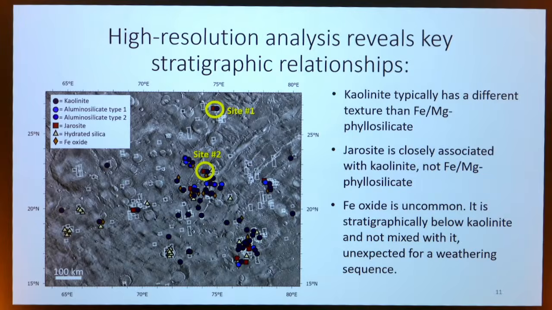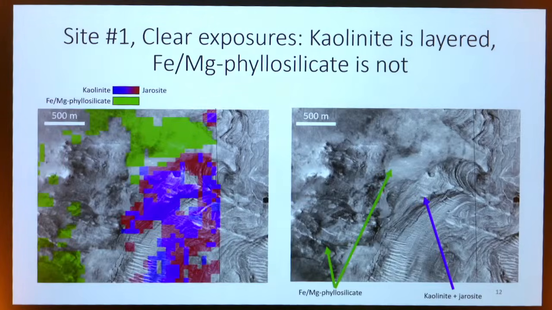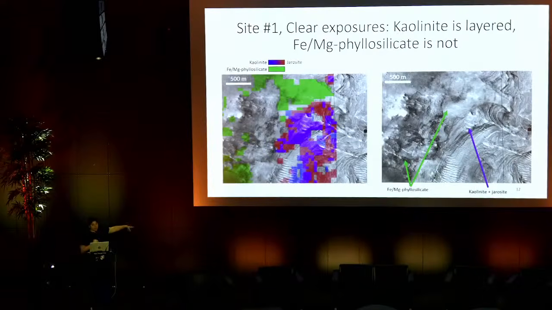I'm going to focus on 2 sites to show some evidence that I've circled here. They're both in impact craters just to the west of the fossae. So starting with site 1, that northern site, here you can see our mineral maps with kaolinite in blue, jarosite in red, and iron magnesium phyllosilicate in green.